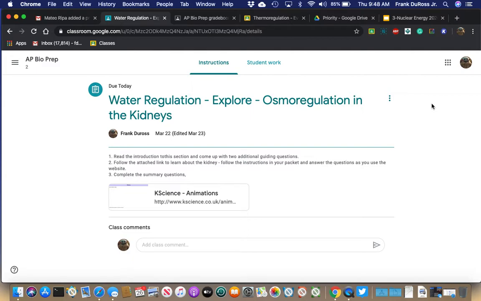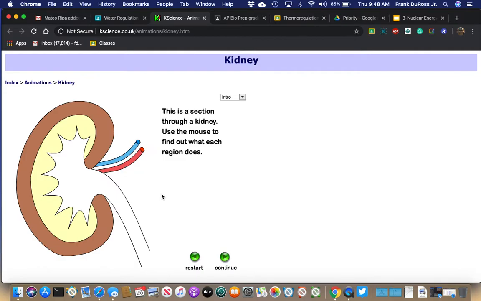Some people are having trouble with this animation for the Explore section of water regulation. So I'm just going to show you a quick video that shows you the basics of what it is. The problem is that it's a Flash-based animation, and Flash is an older system of animation. Some browsers and some computers don't allow Flash, so some of you are having trouble with it. So what I'm going to do is go through the animation here. I'll record this video, and then you can replay it as many times as you need to get the idea.